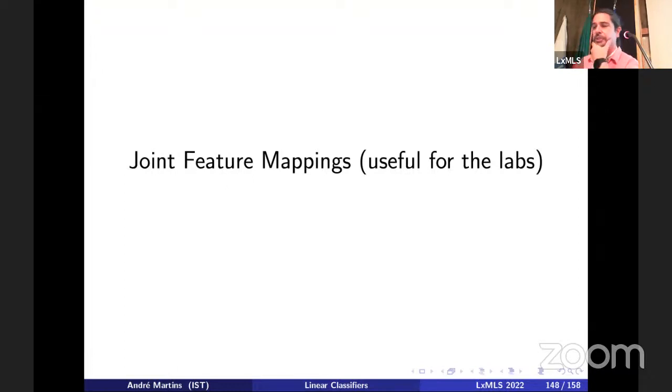So there is a notion that might be useful for the labs today, which is that of joint feature mappings. I'm just going to mention it very briefly because in previous years, several students were a bit confused by that when they saw it in the labs.